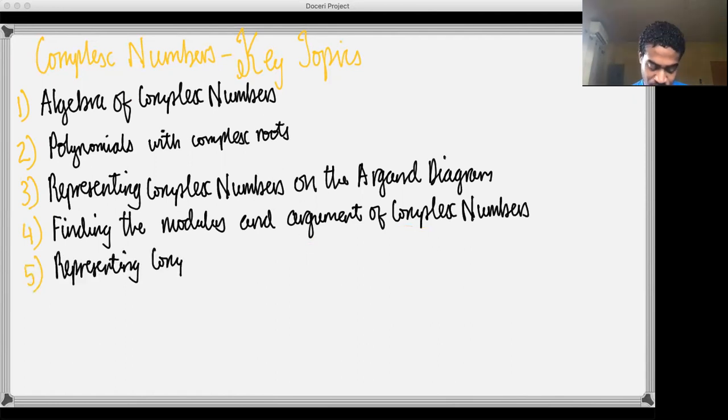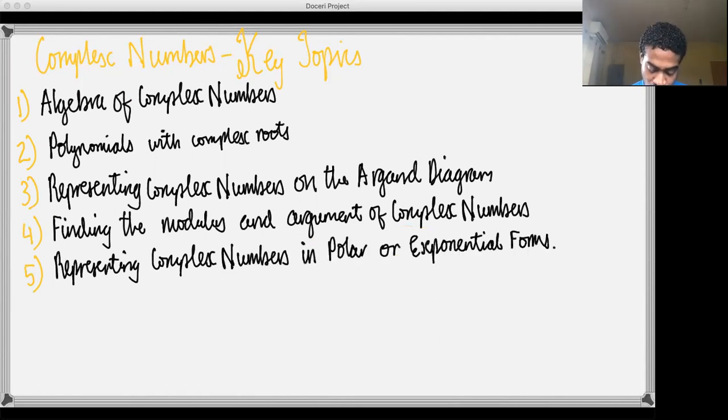The next point is representing a complex number in the polar or exponential form. And you would see that the argument and modulus are needed for the polar and exponential form. So you would see certain things tie into each other. So that's your fifth point there, representing a complex number in the polar or exponential form.